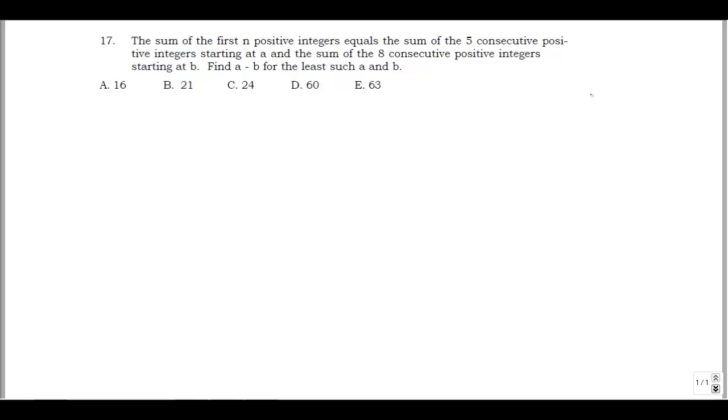Okay, so the first thing I'm going to do is parse what this is saying. It says the sum of the first n positive integers equals the sum of the 5 consecutive positive integers starting at a. Let's box that up. And it also equals the sum of the 8 consecutive positive integers starting at b. So we have two sums that both equal the sum of the first n positive integers.